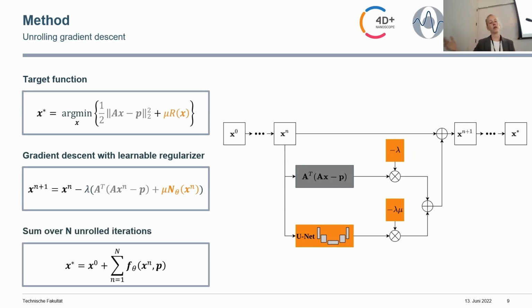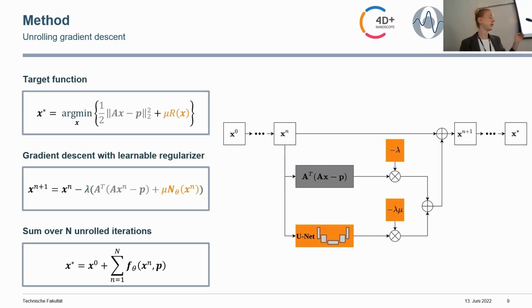And now if we follow the classical unrolling approach, we could go ahead and just unroll this equation over n iterations, and we would end up with something like here on the right, where basically given one estimate of the volume x, we apply two branches, one being the gradient of the data consistency term, and one being the gradient of the regularizer parameterized by the U-Net.